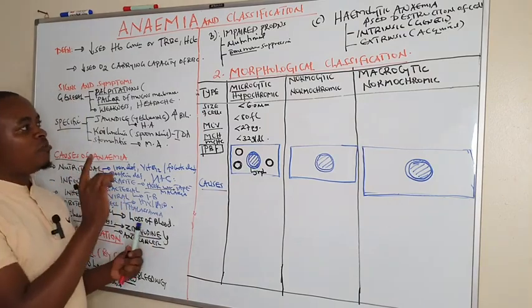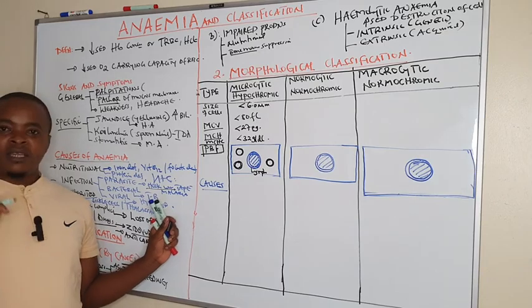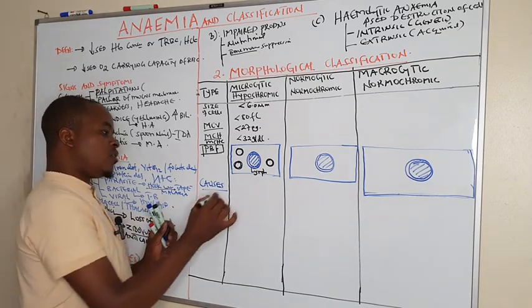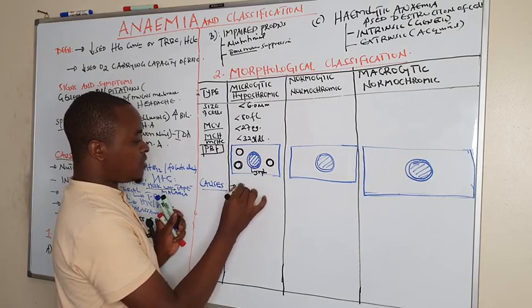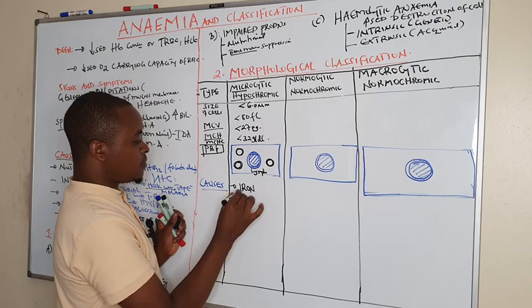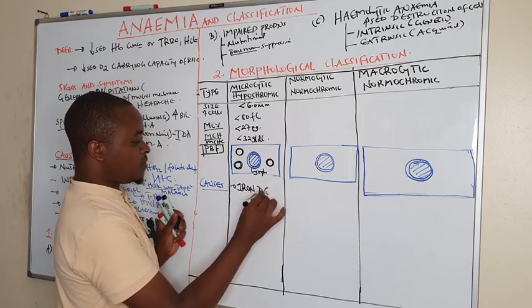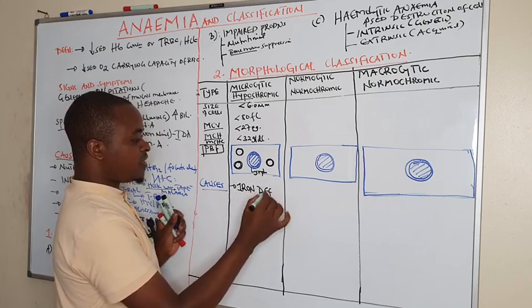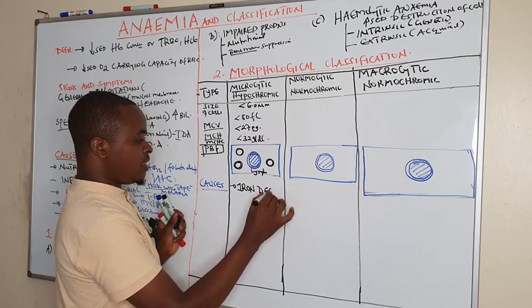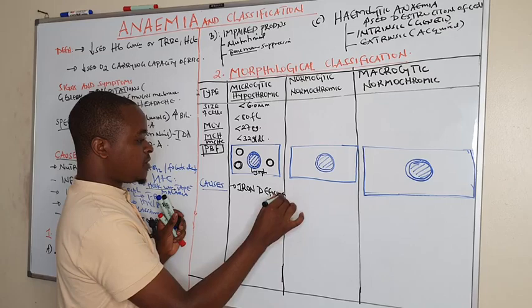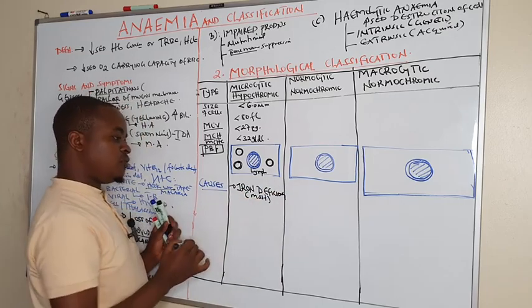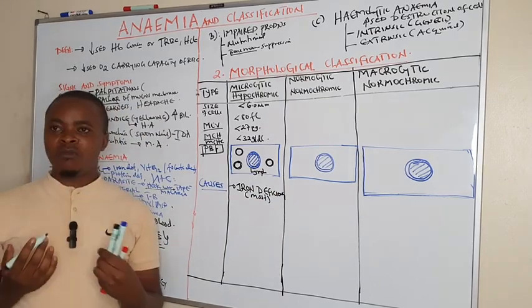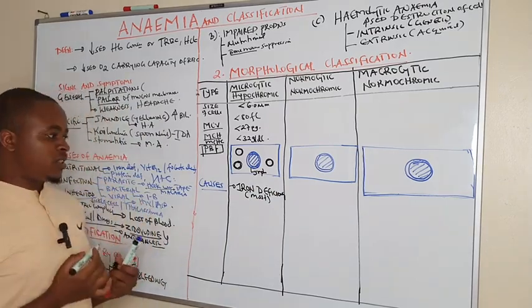And the causes of microcytic hypochromic type of anemia: one of the causes, and the most common cause, is iron deficiency, that is iron deficiency anemia. Iron deficiency is the leading cause, so if they ask in an exam which of the following is the most common cause, that is iron deficiency.